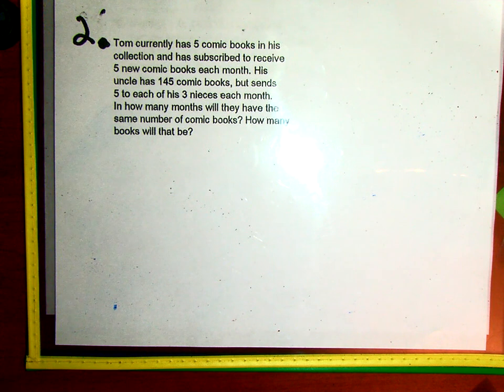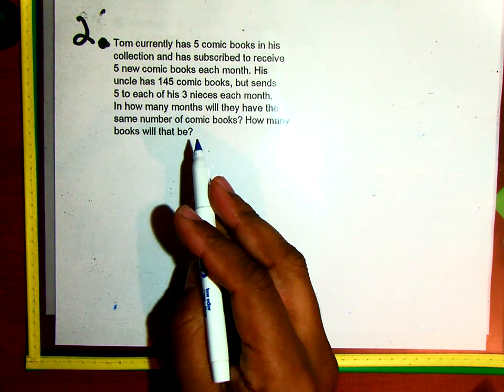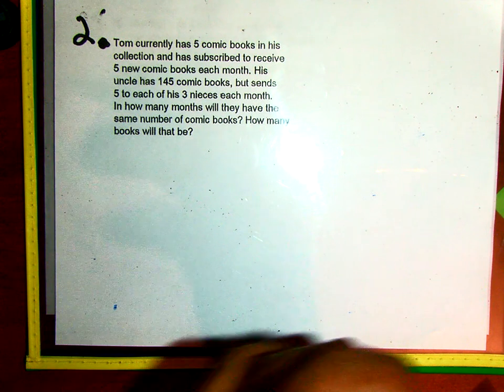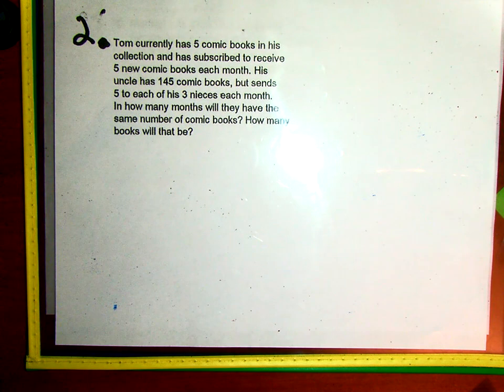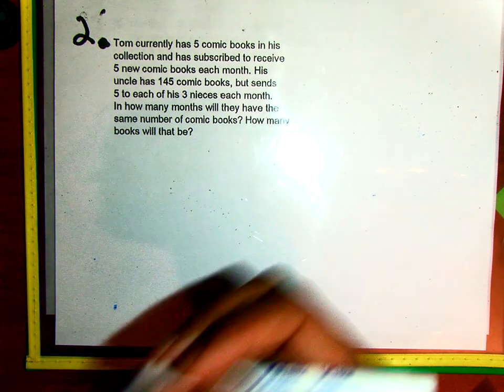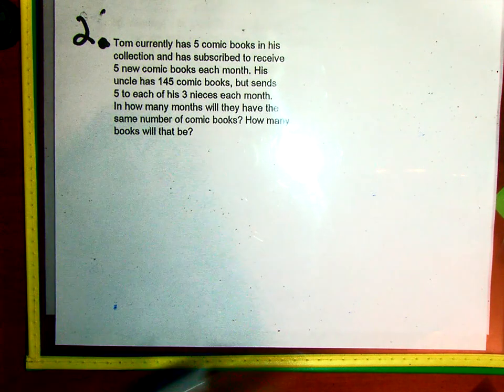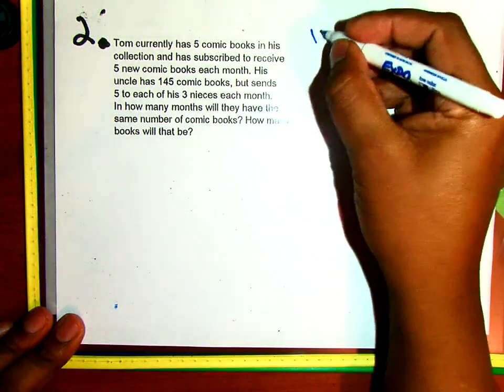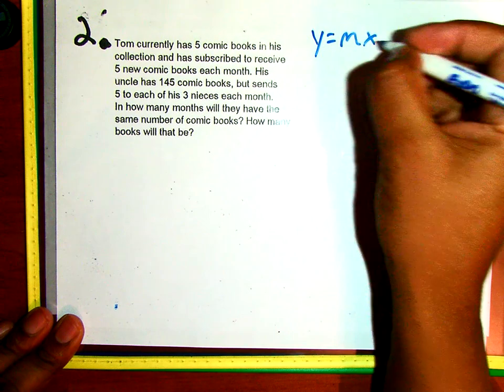Okay, now his uncle has 145 comic books, but sends 5 to each of his nieces each month. So he starts with 145, begins, starts, has, but sends out 5 to each one of his 3 nieces each month. So that's the amount that's changing every month. So you can tell we're going to have a y equals mx plus b.